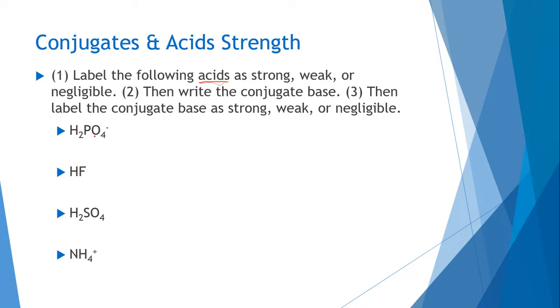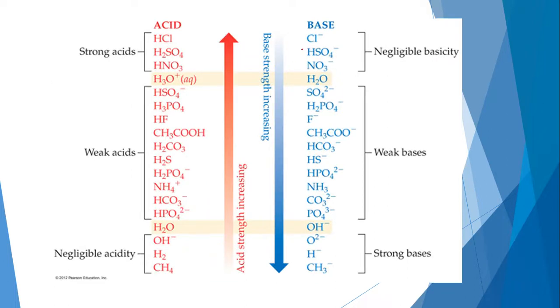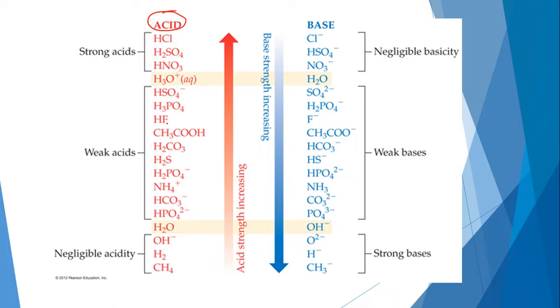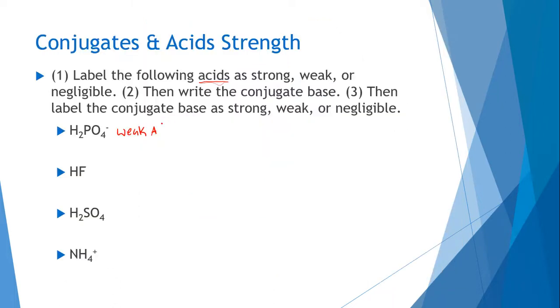So here, H2PO4-. I need to look on my acid side. And if I look, here I have H2PO4-, and it's in the weak acid range. So this is a weak acid. If I look at HF and I look down below, HF falls within the weak acid range. So we're going to say that this is a weak acid.